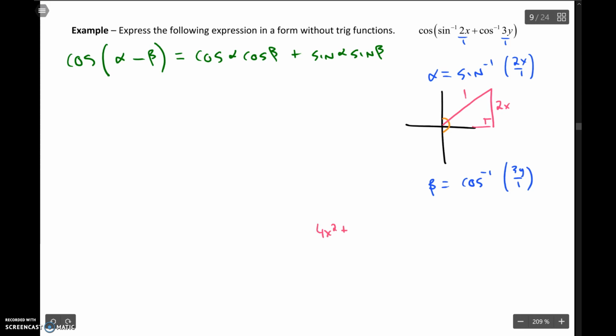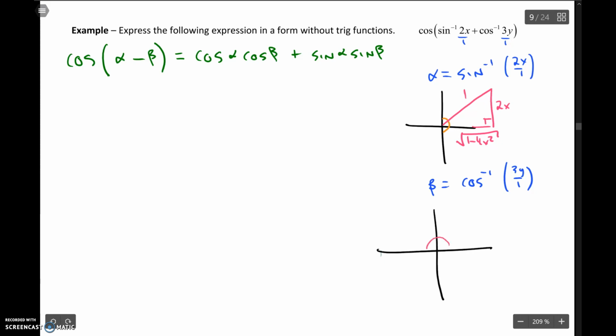4x squared plus a squared equals 1 squared. A squared equals 1 minus 4x squared, plus or minus the square root of that. I'm going to take the positive one because it's positive: the square root of 1 minus 4x squared. Some of you guys can do those Pythagorean theorems in your head. Others are going to need to write out a little bit more, but you do what you need to do.